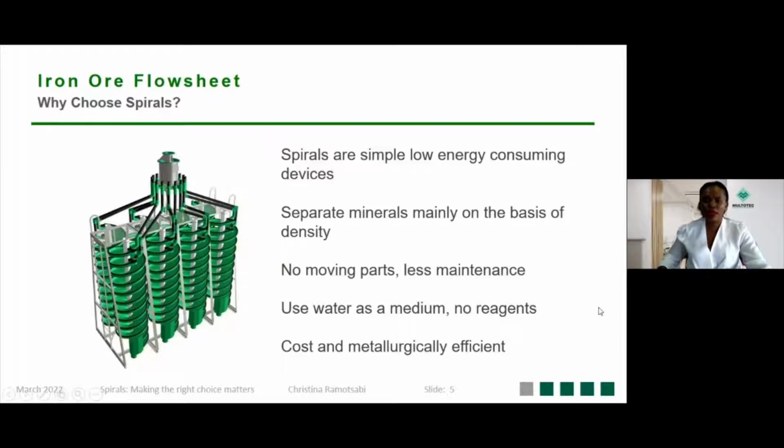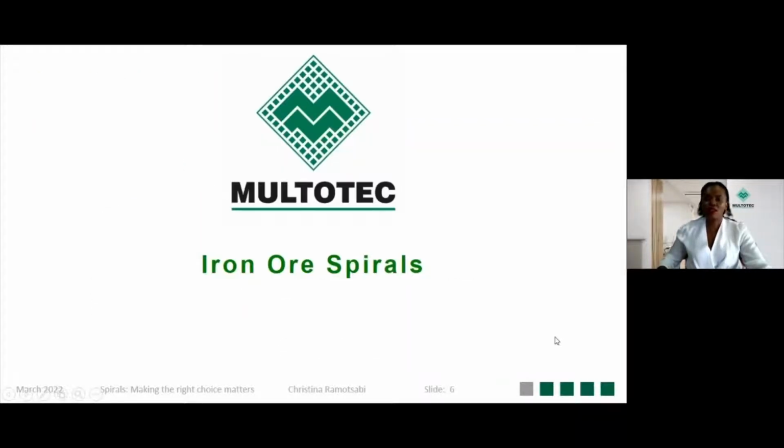They also use water as a medium. Unlike DMS or flotation, you don't need reagents, and this also saves costs. Therefore, we believe that spirals are cost and metallurgically efficient. In this section, I'm just going to discuss the different types of spirals that we have at Multotec, and also show you the different ones we use for iron ore.